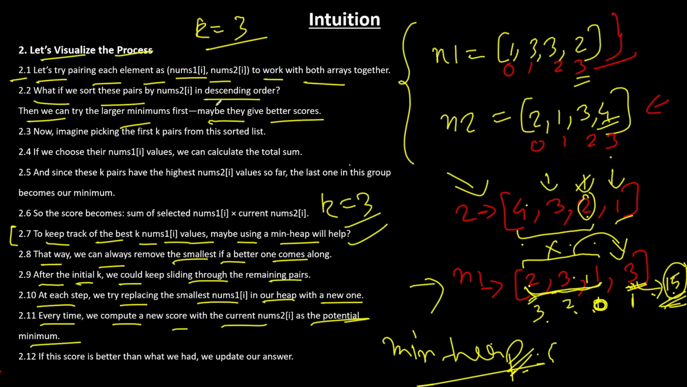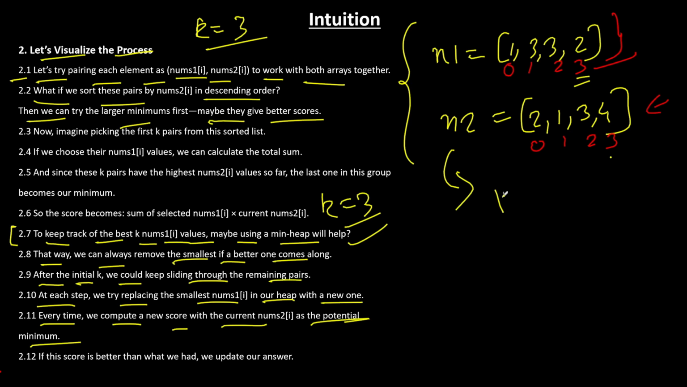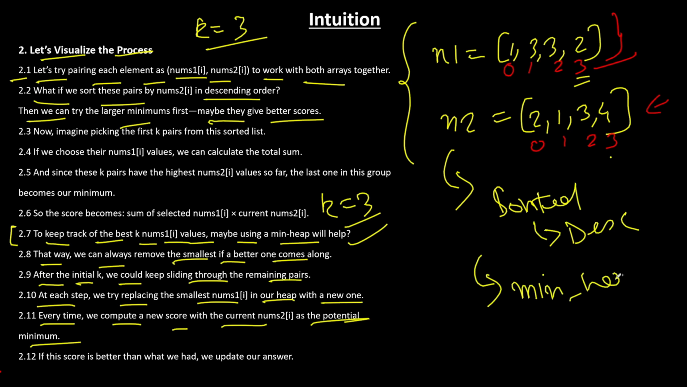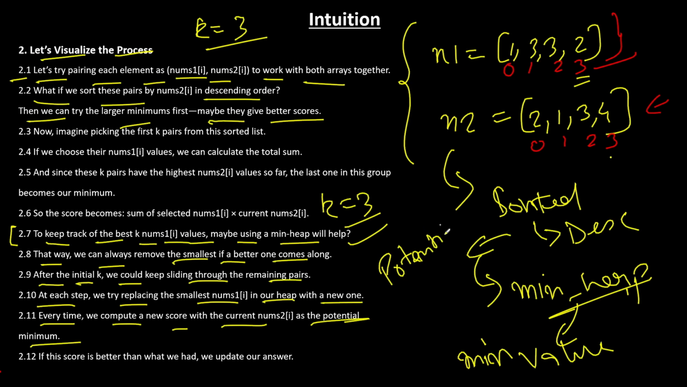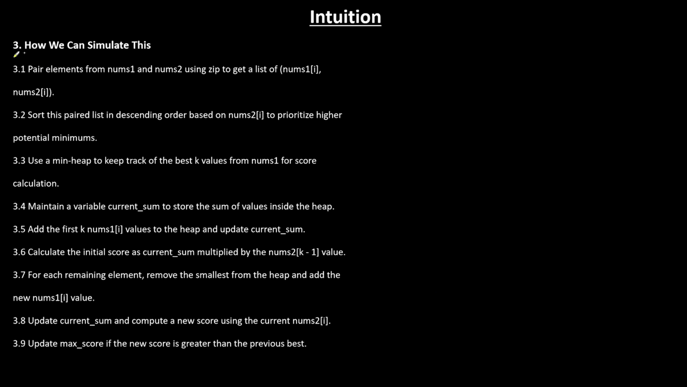Let me clear this part. So in short, what I tried doing is that I sorted in descending order, and after that, in nums2, I used a min heap to get the minimum value and to get the potential minimum. I hope you understood this visualization process. Now, how can we simulate this, right? In Python, we can try pairing the elements from nums1 and nums2 using zip. This is the method used in Python to get a list of nums1, nums2 pairs.